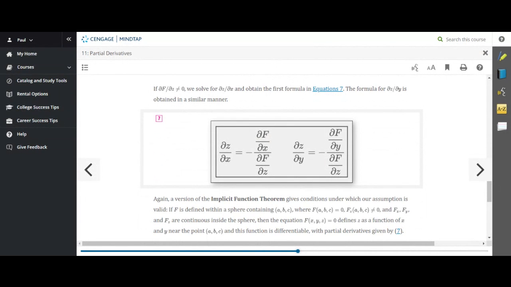And then I'll end this. Here are a couple more formulas, and they show you can do the same thing if you have a function of 3 variables. So I'm going to stop there. You can look at example 8, after example 8, and they show how to derive these equations.